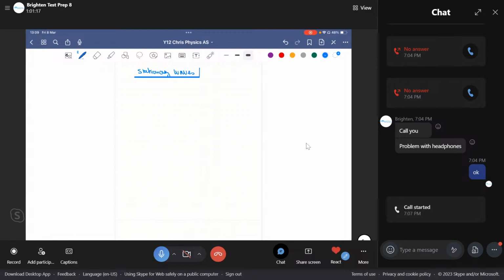Maybe as a quick recall, what is so typical about stationary waves, Chris? They have nodes and antinodes. Yep, and what does that mean? Points of the wave that don't move and points of the wave where it oscillates at maximum displacement. Exactly.